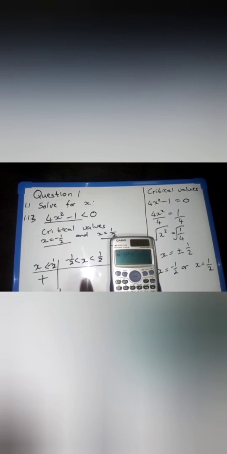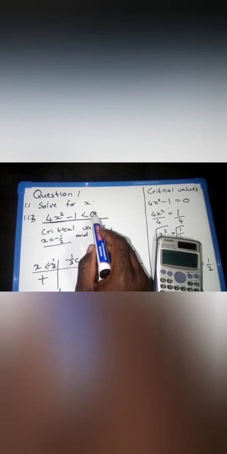Any number between negative a half and a half, I'm going to choose 0. Put my 0 in there. I get what? Negative 1. So that's a negative. And then any number this side, let me choose 3. And I get what? 35, which is a positive number.